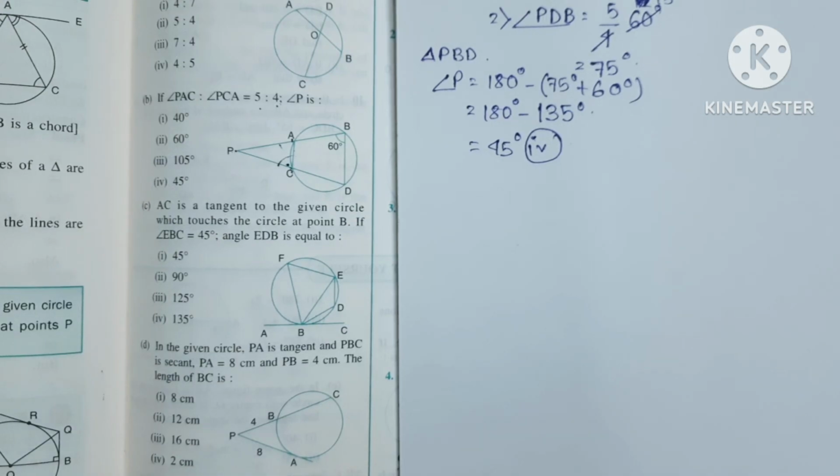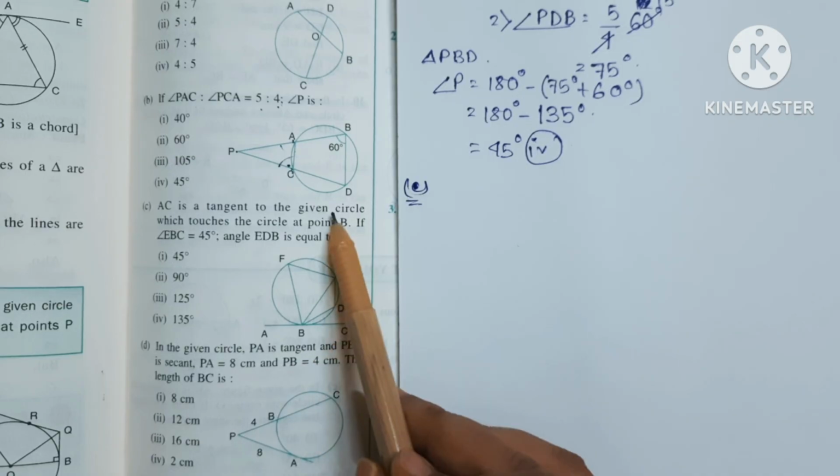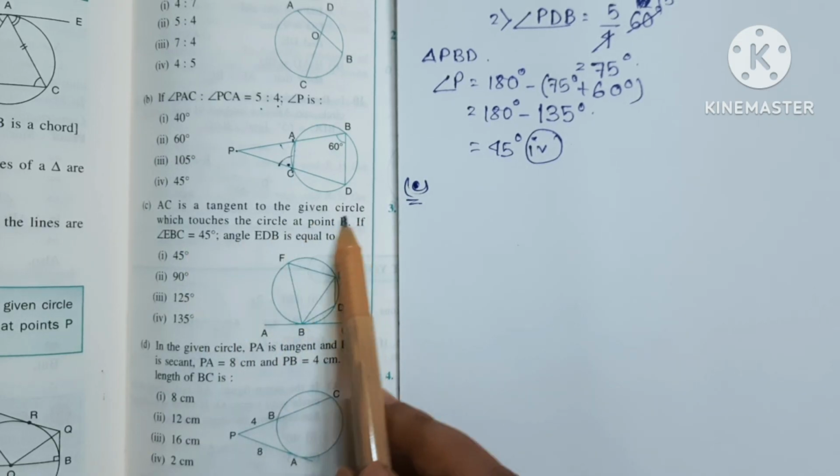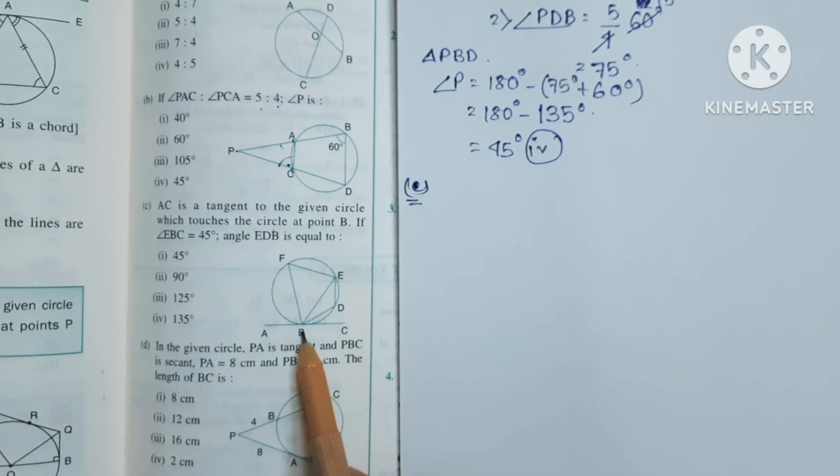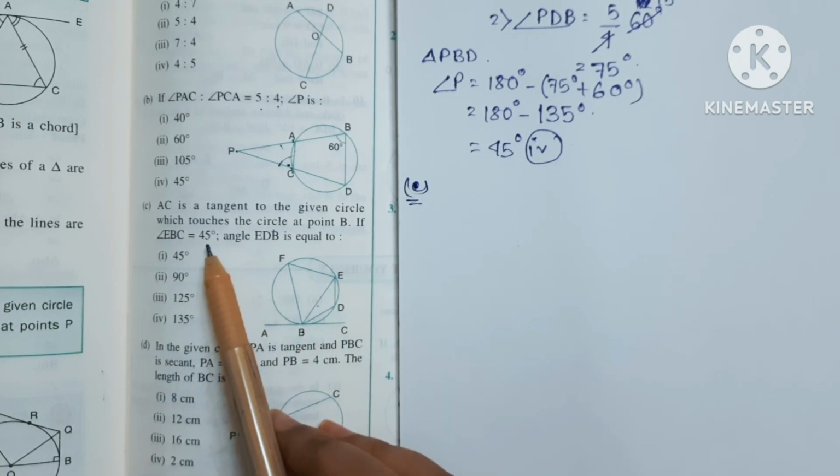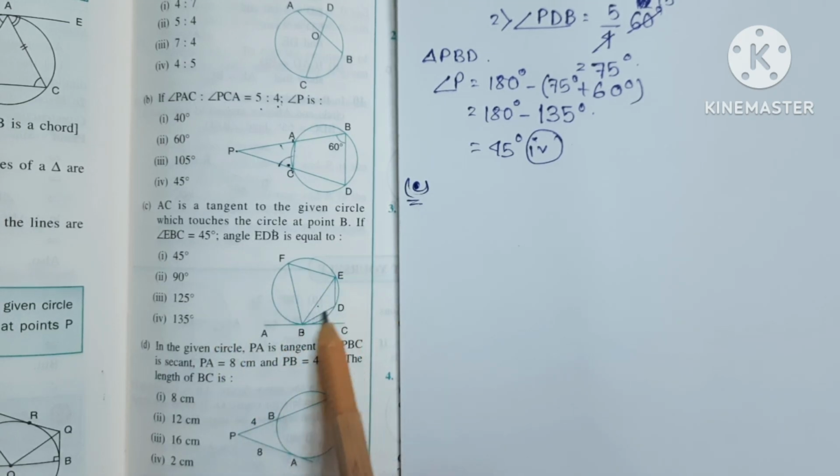Now see question number C. AC is the tangent given to the given circle, which touches the circle at the point B. This is the point B. If EBC is 45 degrees, then you have to find this angle EDB.